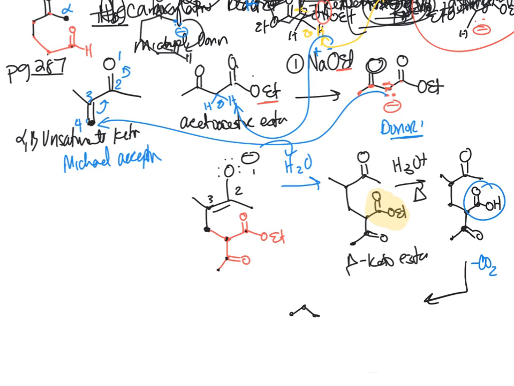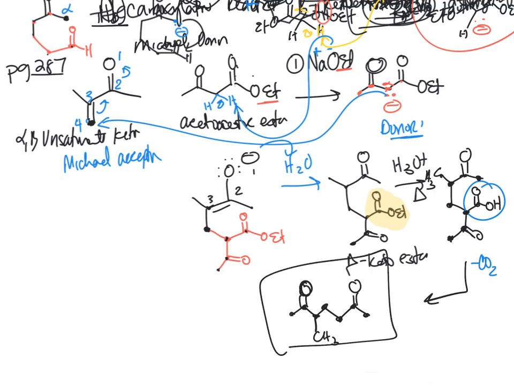1, 2, 3, 4. 1, 2, 3. 1, 2. Here's our carbonyl. 1, 2, 3, 4. And then on the alpha, you have the CH3 here. 1, 2, 3, 4, 5, 6, 7, 8. And that is your product, okay, after decarboxylation.